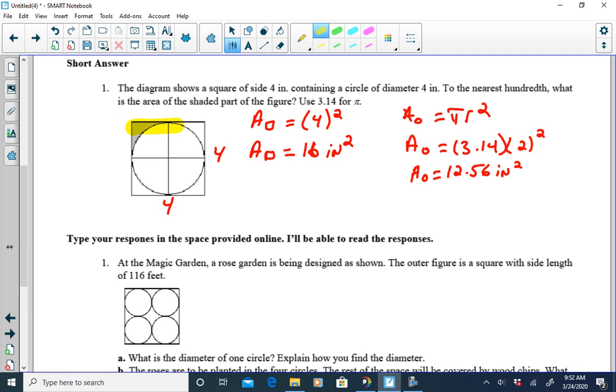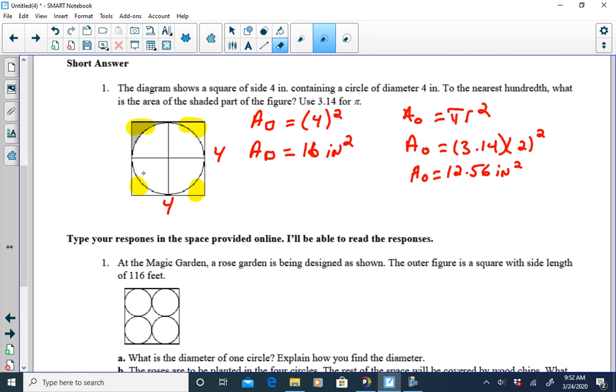Get my highlighter function here. Okay. Here's area 1. Area 1 is that entire square that I just filled in. Right, so that entire yellow area is 16. Then we found the area of the circle. Now the area of the circle, I just erased a lot of it.